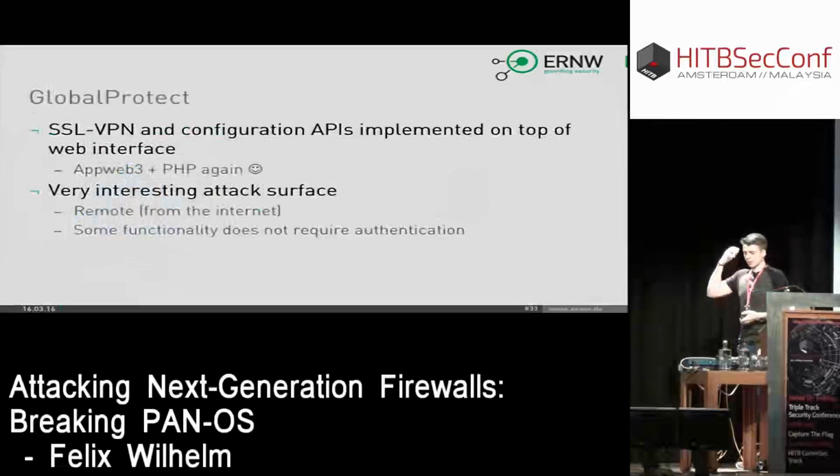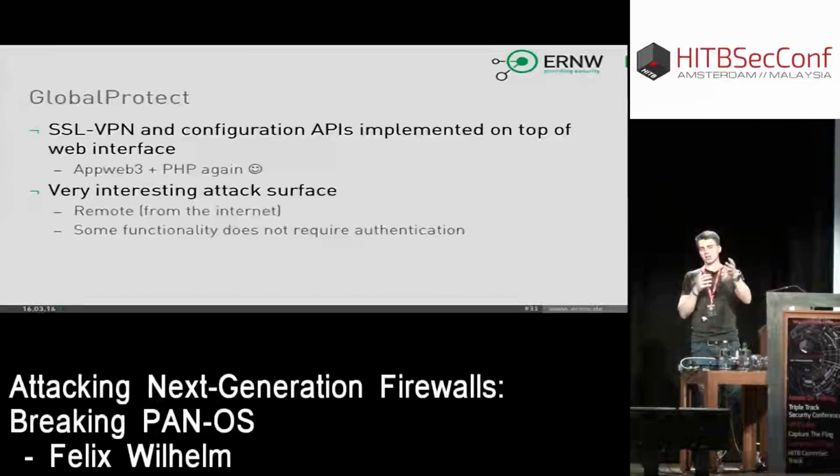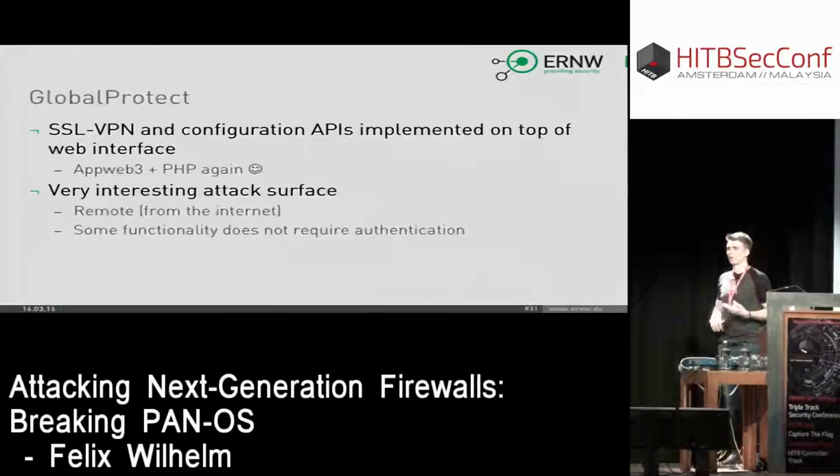Now, the cool part about GlobalProtect from a security researcher perspective is that the whole SSL VPN functionality, as well as all the configuration APIs that do client enumeration and where you can download your client packages and stuff like this, is all implemented on top of this web interface, this appweb3 plus PHP interface. And of course, this is a really interesting attack surface because in this case, it's normally reachable from the internet. And some of the functionality we want to trigger does not require any kind of authentication. And so what kind of vulnerabilities can you find in this interface?